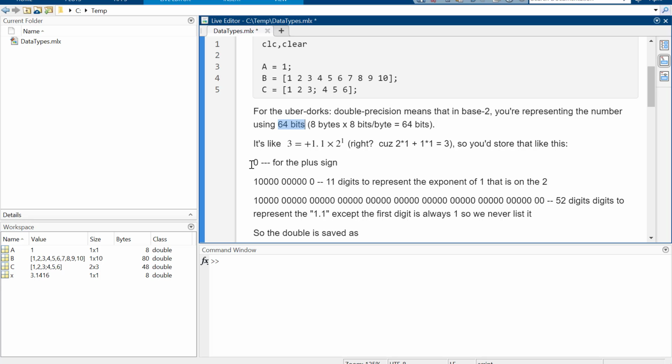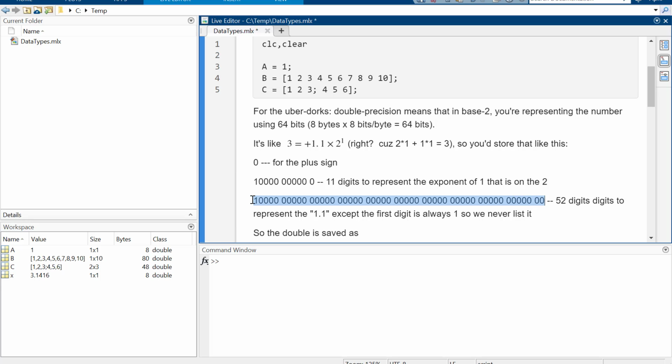If you're like, how does that work? There's a 0 for the plus sign. I don't know why plus sign isn't 1. It's a 0. Then there's 11 digits to represent the exponent of the 2. So 2 to the first, that's the 1 that goes on the exponent. And then there's all these digits to represent the 1.1 part.